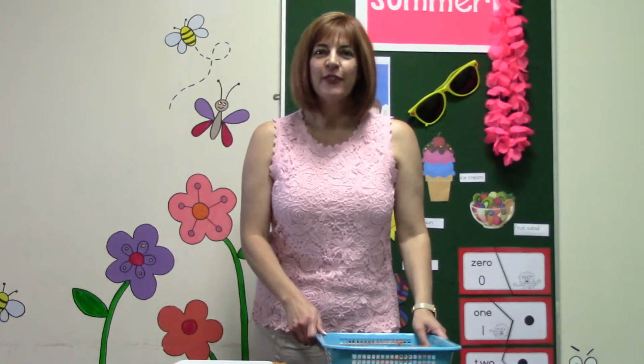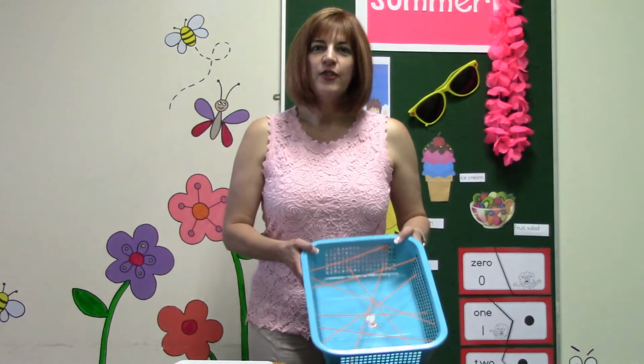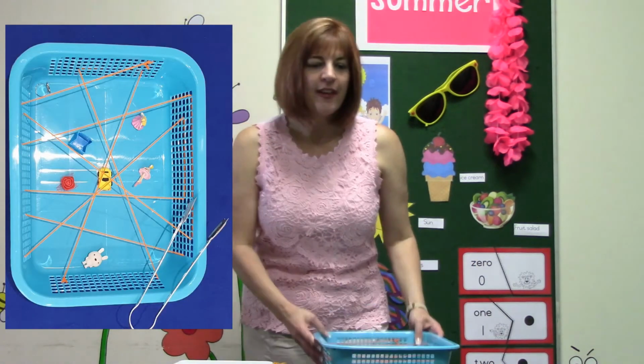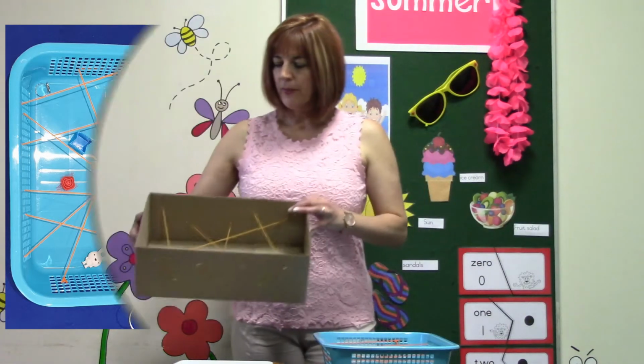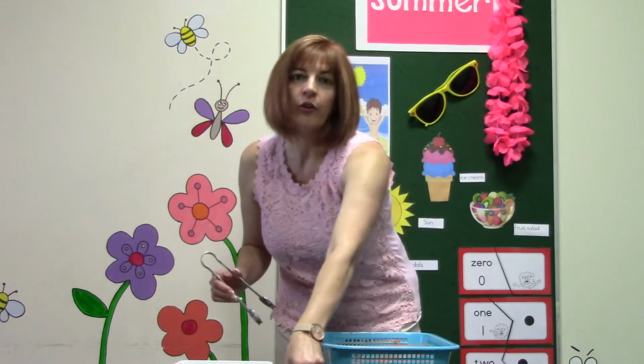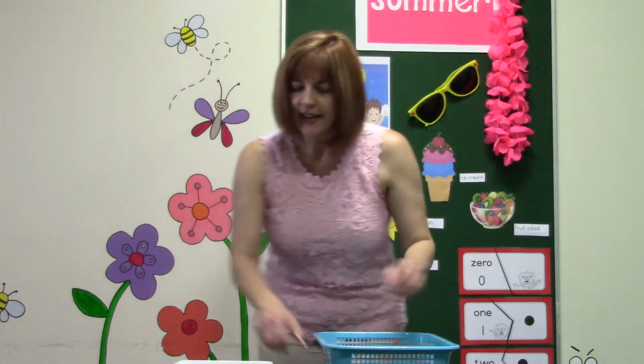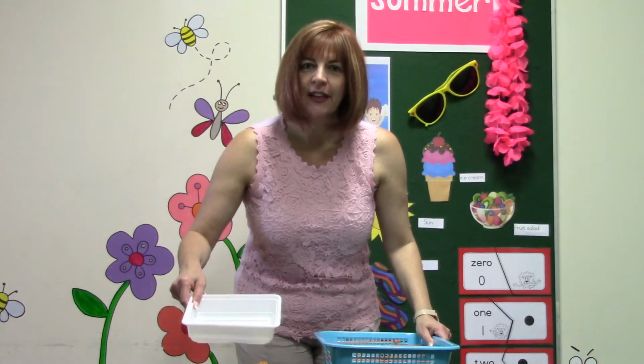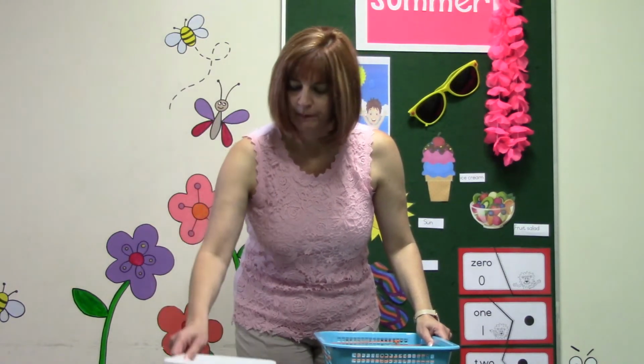For today's reasoning skills, we're going to need a few items. Firstly, we're going to need a plastic basket like this. If you do not have that, a box will work very well. Then we will also need a piece of wool. We would need tongs or tweezers, and then any small little toys from your child's room.